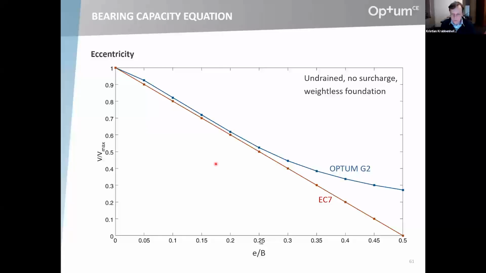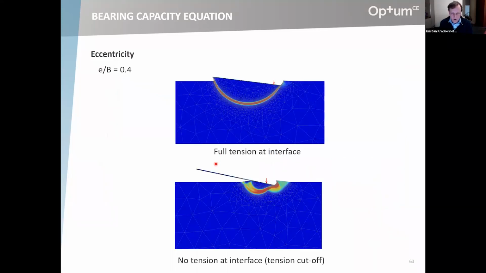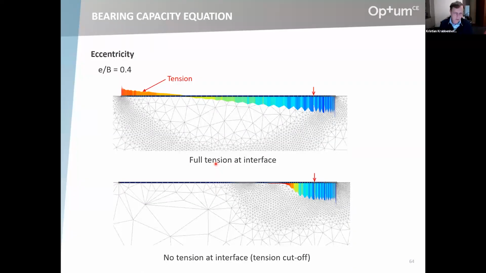And so if you do things properly, you get something like that, which brings you close to what the code says you should have, and which of course in this case is quite reasonable to make this modification. So full tension at the interface versus no tension at the interface, quite a dramatic difference. Yeah, so if you look again at the stresses underneath the foundation, we do have tension unless we explicitly say that we cannot accept it.